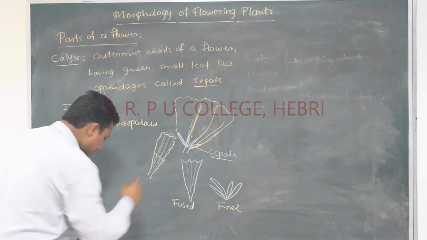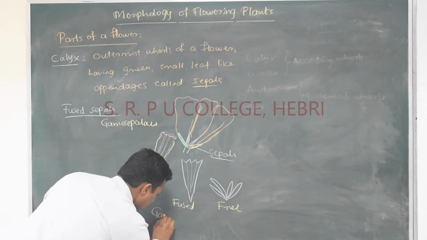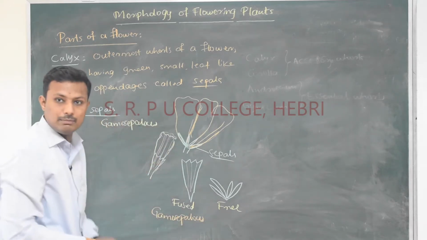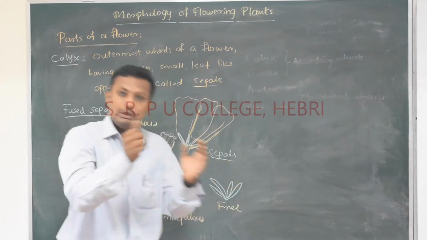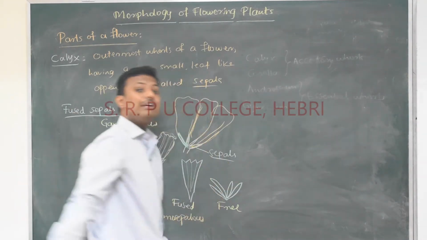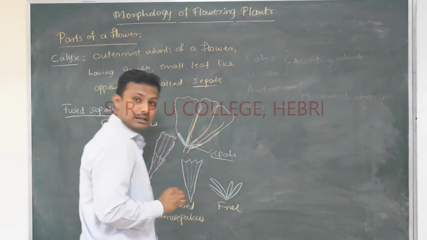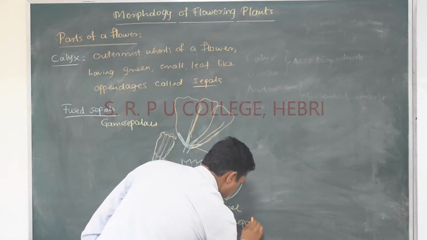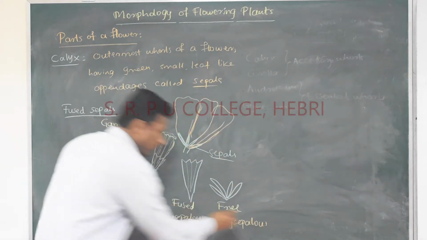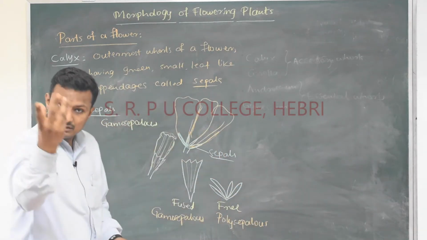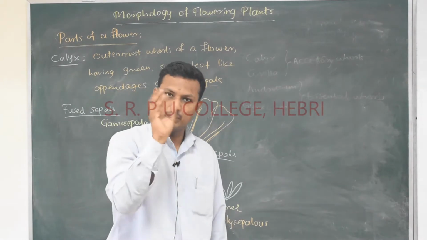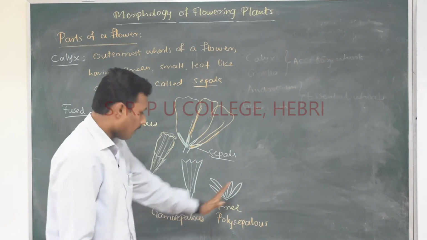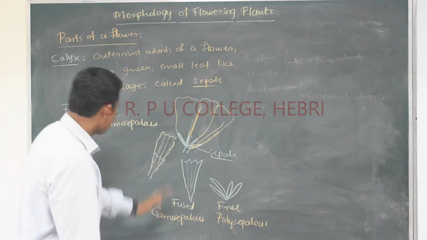Yes, so this condition will be called as gamosepalous. Remember some of the important terms that you need to remember. Gamo refers to fused. Okay, and here free sepals are called as polysepalous. Poly means what? Many. Okay, in one whorl of the calyx, we will see many free sepals. They are all free. That is why this is polysepalous, this is gamosepalous.